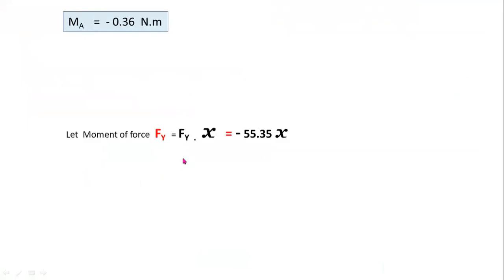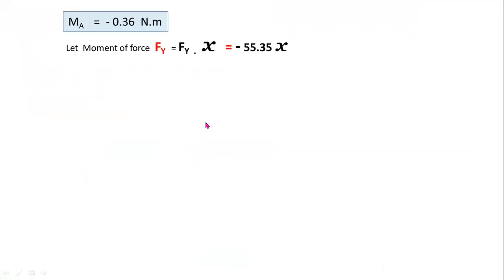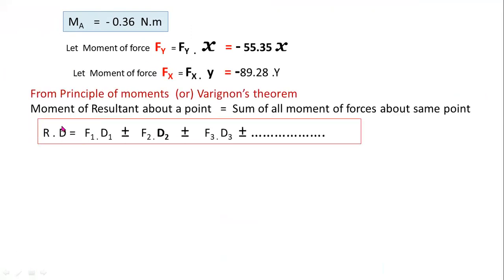From Varignon's theorem, or principle of moments, the moment of the resultant equals the sum of the moments of all other forces about point A. Here I converted the resultant force into horizontal and vertical components, that's why I consider them separately. So Fy into X equals MA. This right side is known as MA.